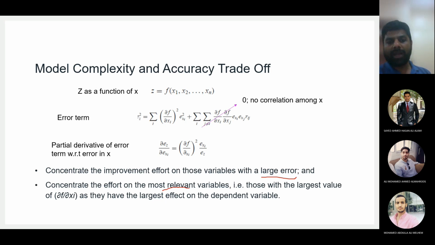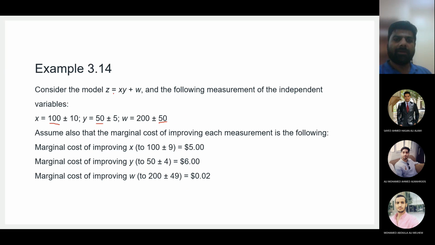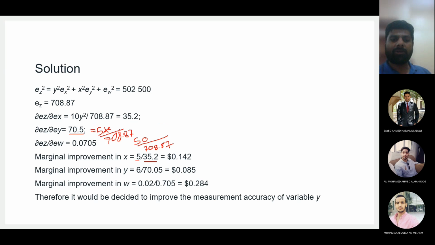Those with the largest value of df upon dx, this I can do. But in any case, df by dx and df by dy were almost equal. When you did df by dy, you got x, and when you did df by dx, you got y. So the second rule cannot be applied in this case because I have two variables which have the same impact. So I can decide on the basis of the error.